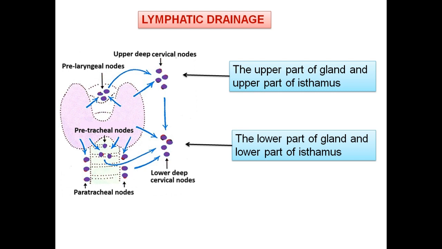Lymphatic drainage. The upper part of the gland and isthmus drain into the prelaryngeal nodes. These nodes finally drain into the upper deep cervical nodes. The lower part of the gland and isthmus drain into the pretracheal nodes, and these nodes drain into the lower deep cervical nodes.